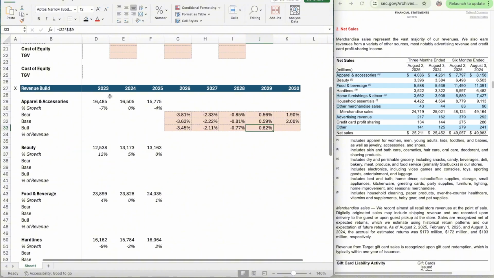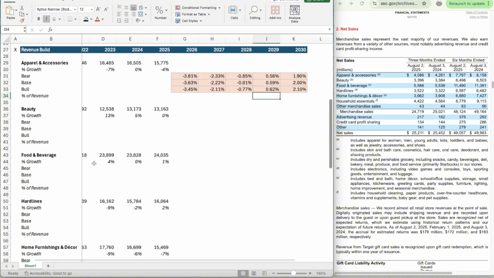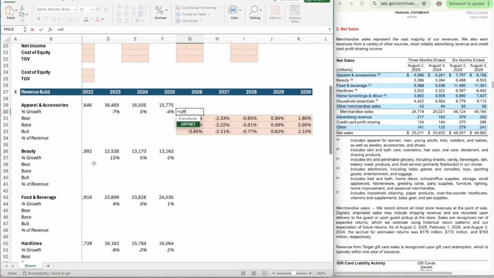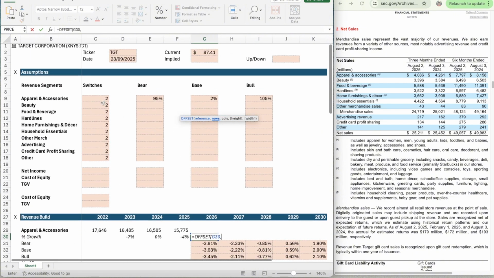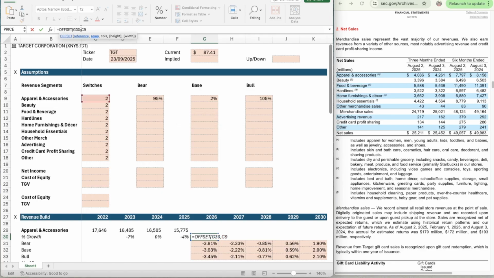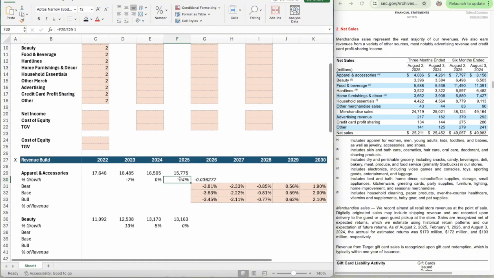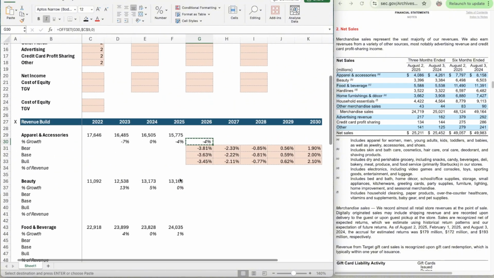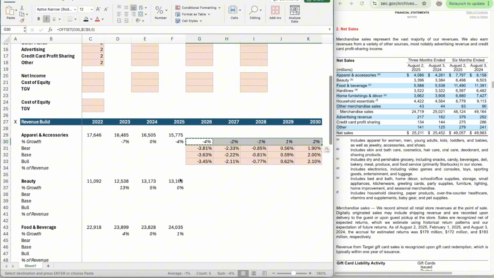Oh, sorry, can you see it? There we go. So remember how we do this? We go equals OFFSET, the cell that we're in, G30, the switch, and remember to lock the switch in, and then comma, then 0, and there we have it. And just format it as so. We just pull it all across.